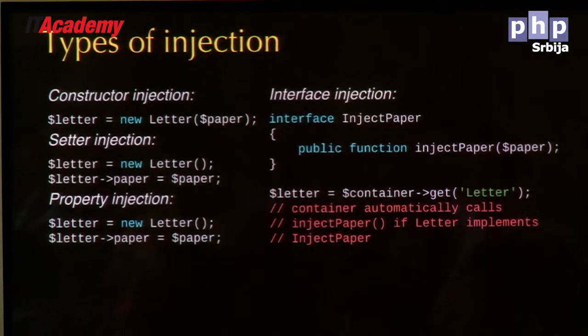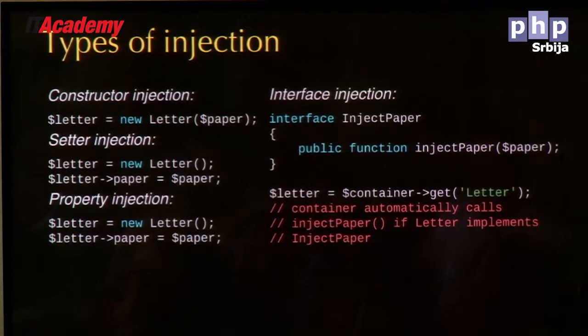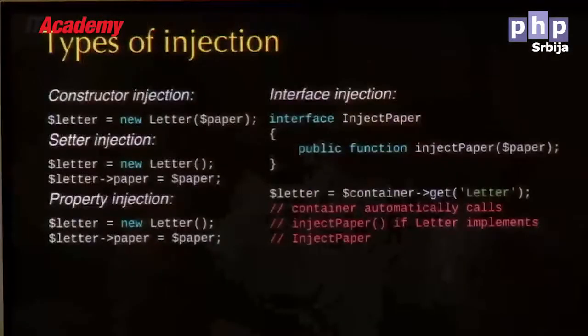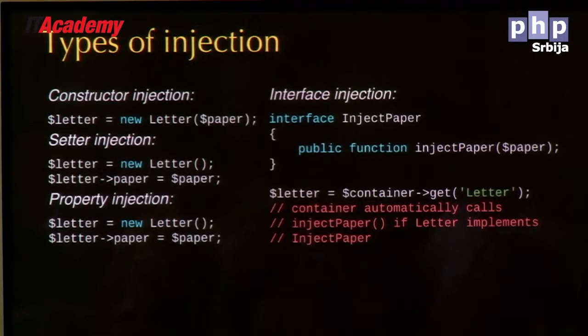We have constructor injection, which is what I've told you about so far. You pass fully constructed objects into the constructor of the object that requires that dependency. There's a concept of property injection, you have a property called $paper inside your letter. You make it public. You can now assign directly to it. Don't do that one, ever.